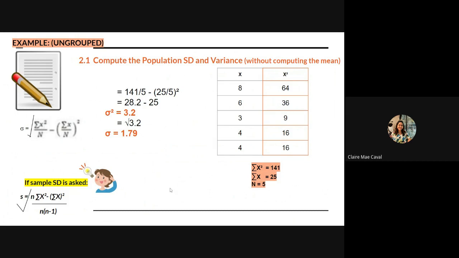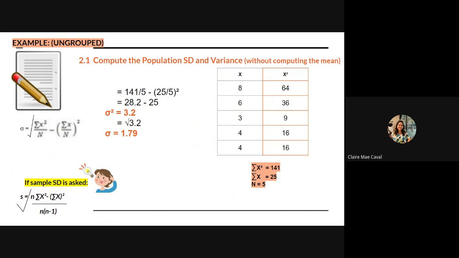If the sample SD is asked, this is the formula. Let us solve. Earlier, when we solved, what was the sample variance? That is 4, and the sample standard deviation, or SD, is equal to 2. Let us solve this time to see if it is correct. Do you have a pen with you? Let's solve. I'll also get my paper.